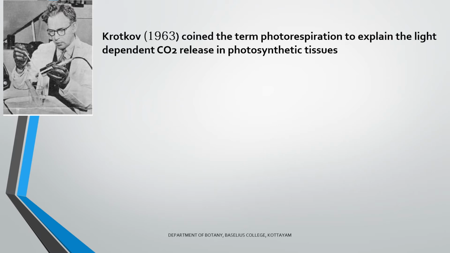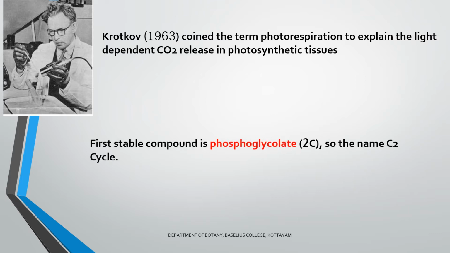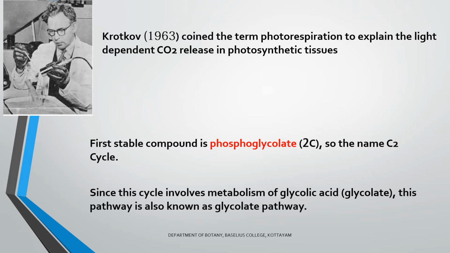Krotkov in 1963 coined the term photorespiration to explain the light-dependent carbon dioxide release in photosynthetic tissues. The first stable compound in this cycle is phosphoglycolate, which is a 2-carbon compound, so photorespiration is also known as C2 cycle. Since this cycle involves metabolism of glycolic acid or glycolate, this pathway is also known as glycolate pathway.